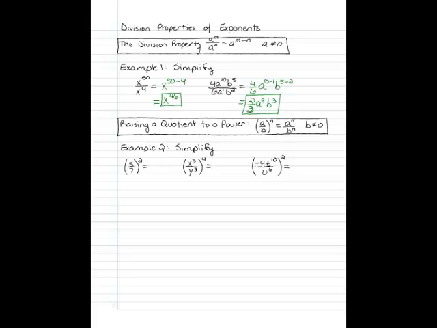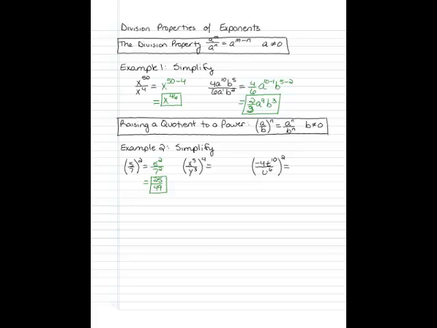Now the next property, we are raising a quotient to a power. The result is each piece, the numerator and the denominator, is raised to that power. So in this example, we have 5/7 squared. And this can be rewritten as 5 squared over 7 squared, which, working this out, 5 squared is 25, 7 squared is 49.